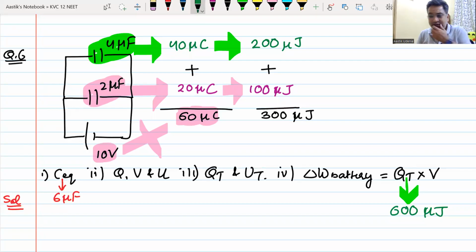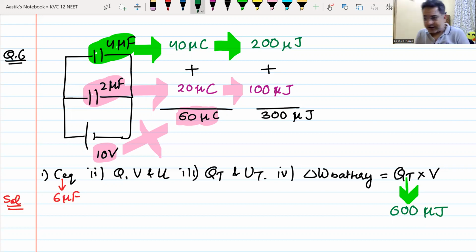So the answers for all the cases are here. The charges and the energy stored in all and the work done by the battery. Everyone understands this, what we have done? Yes, sir.